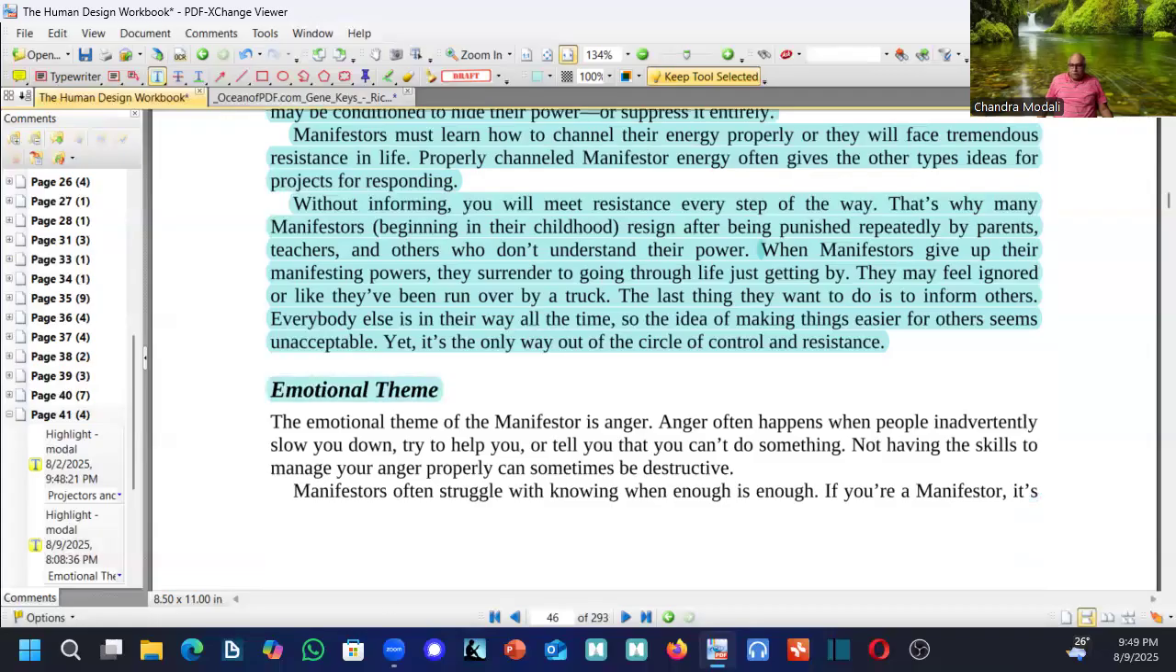Emotional theme. We have a lot of them. The emotional theme of the manifestor is anger.